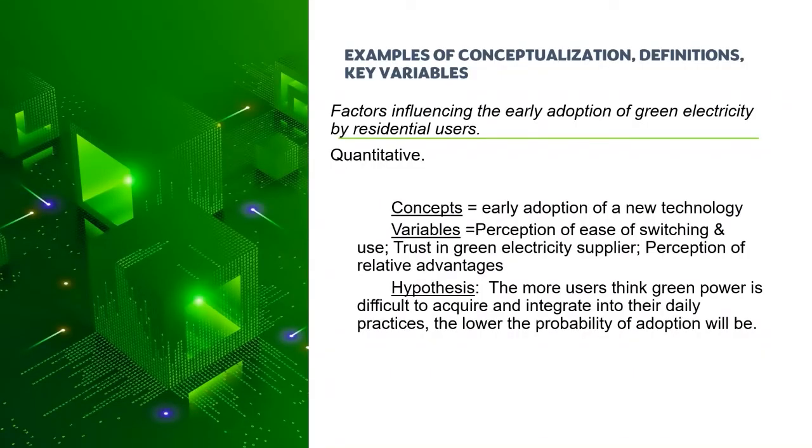Let's look at examples of conceptualizations, definitions, and key variables. Here's another one. You've seen this example before. The person was interested in factors influencing the early adoption of green electricity by residential users. We said it's typically quantitative. Our concept was early adoption of a new technology. The way it was operationalized into a variable is the perception of ease of switching of use.